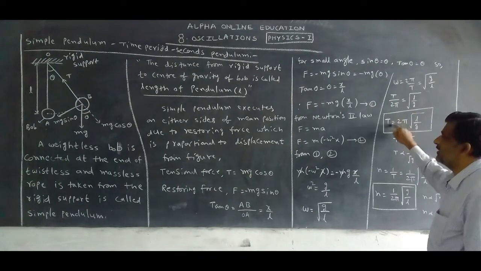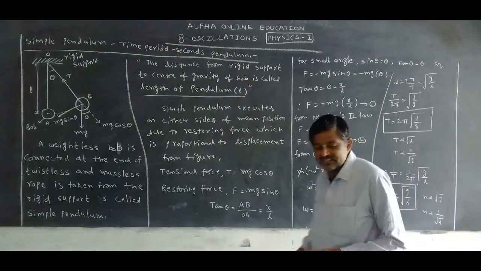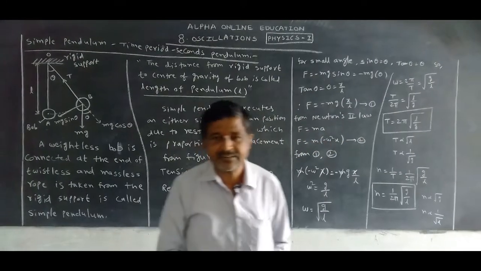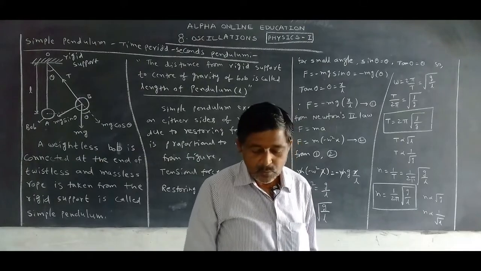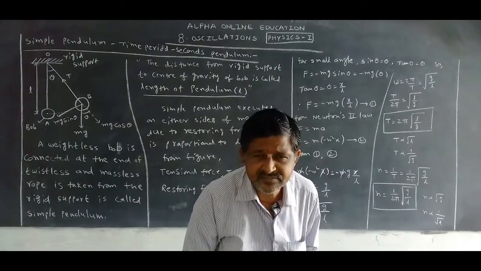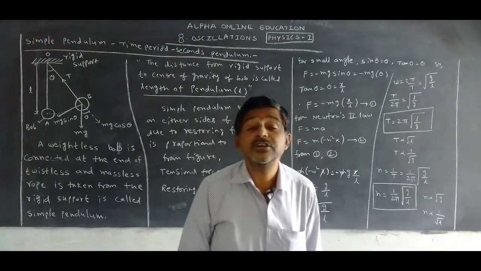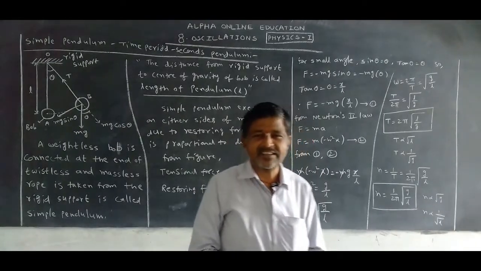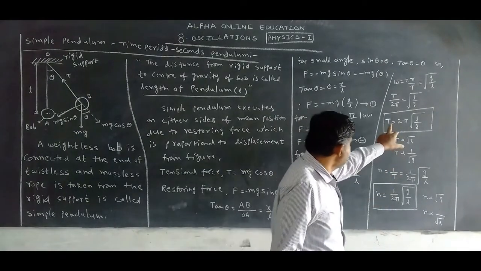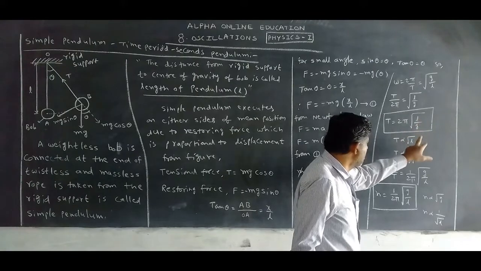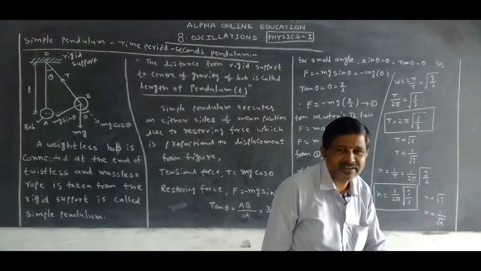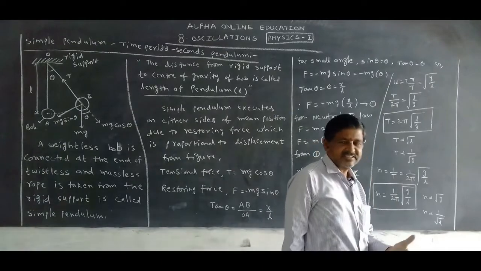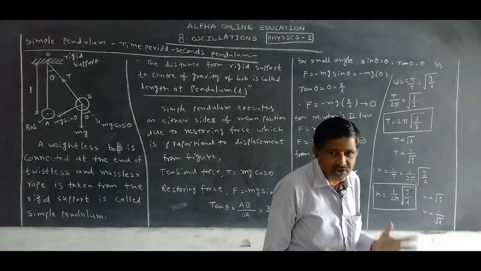What is T? The time period. What is the equation for the time period of a simple pendulum? T is equal to 2 pi root L by g. The time period is proportional to the length of the pendulum. When length increases, the time period increases. When length decreases, the time period also decreases.